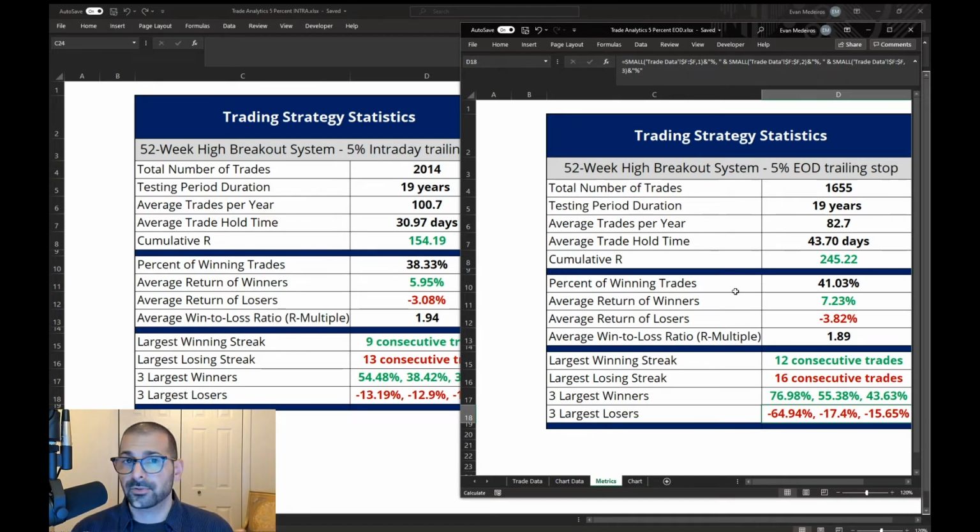Maybe it was earnings, maybe it was something else, but it had this big gap down. You got the signal to exit, but then it didn't happen. You couldn't exit until the next day, which probably suffered another big follow through gap down, and you took a 64% loss. Compare this to the intraday trading system, which is only 13%.